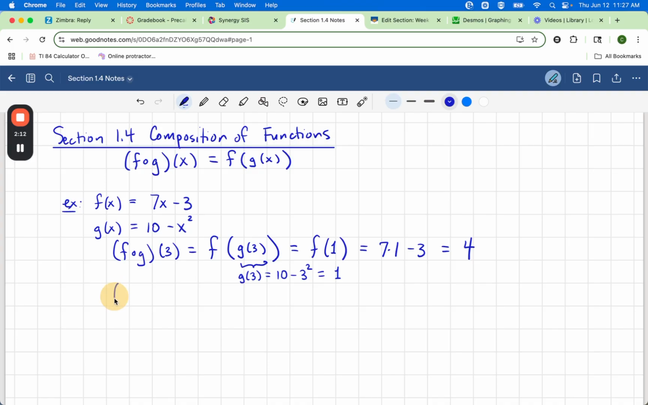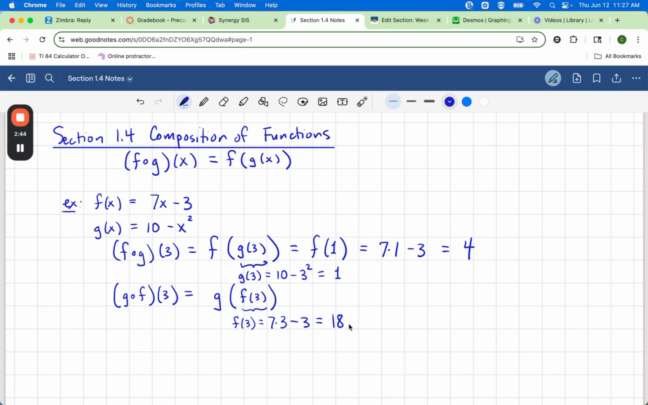g of f of 3. Let's do g∘f of 3. You can certainly do it the other way around. So g∘f of 3 is taking f of 3 and plugging it in for the g function. Okay? So g of f of 3. Here we go. So f of 3, I'm going to do first. That's going to be 7 times 3 minus 3. So the grand total on that is 18. So f of 3 equals 18.